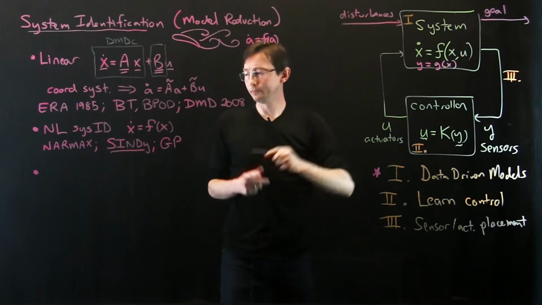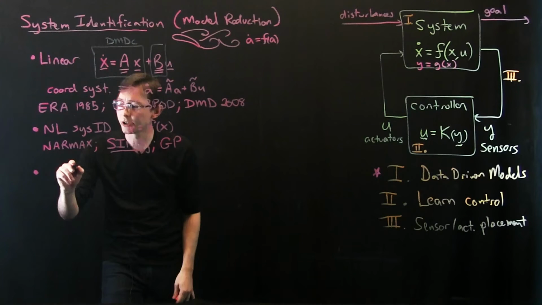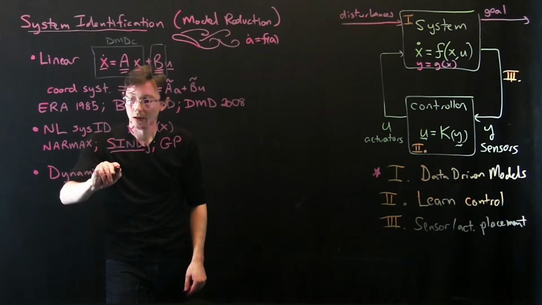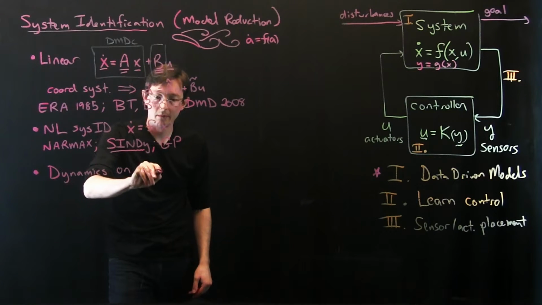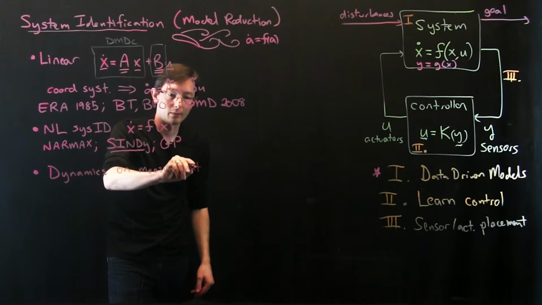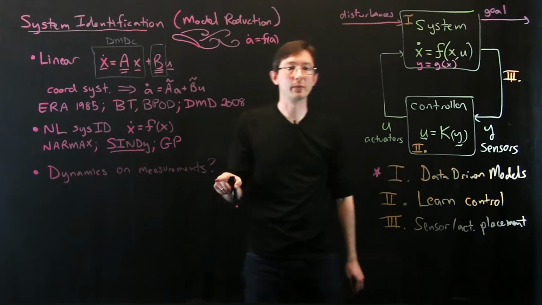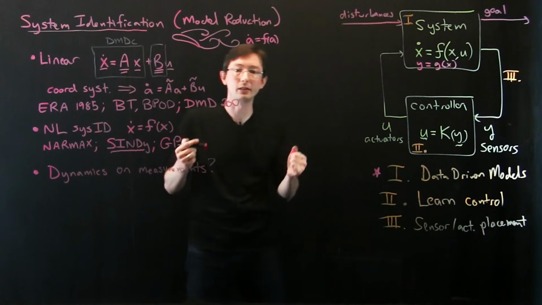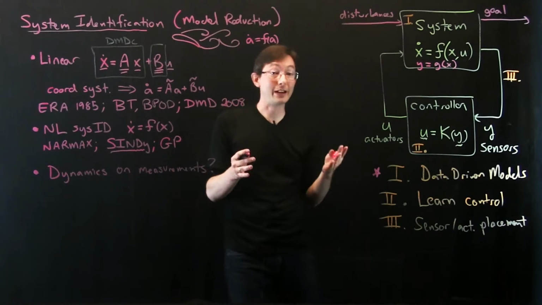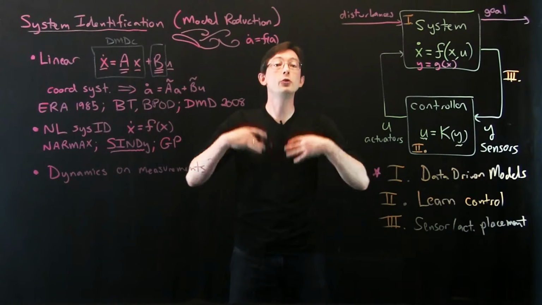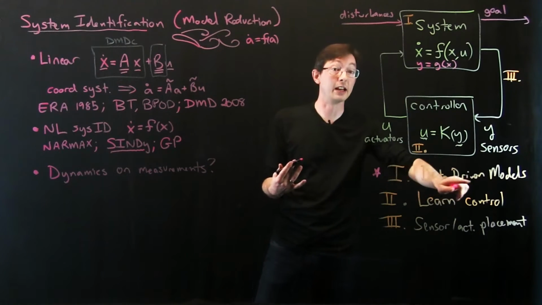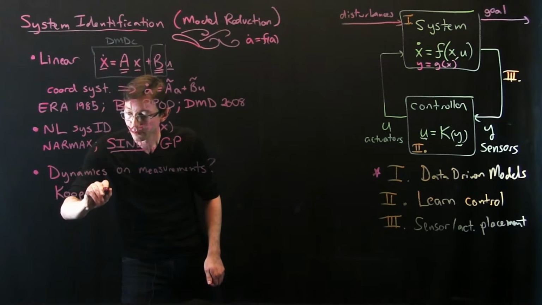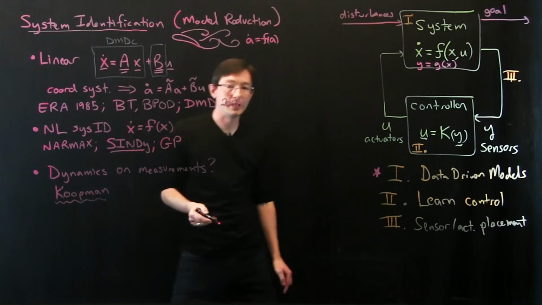Okay? And so there's this new emerging field, which is kind of dynamics on measurements. And I'm going to put a question mark here because it's not always clear when and how this is possible. So this is related to a new field. It's not a new field, actually. This was invented in the 1930s, but it's newly re-emerging because of data-driven modeling, called Koopman theory. Okay, so this is related to something called Koopman theory.